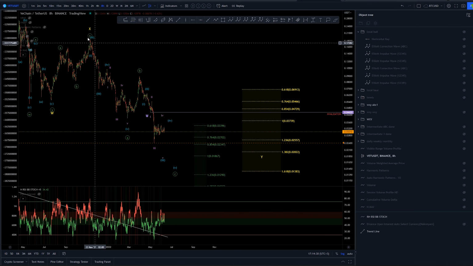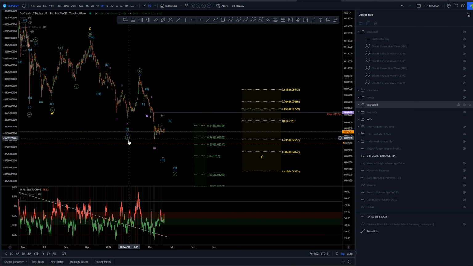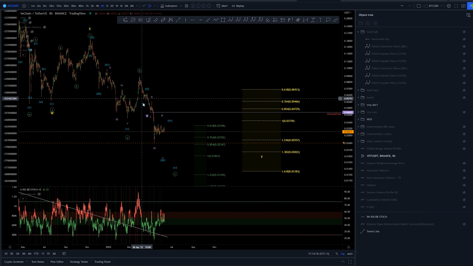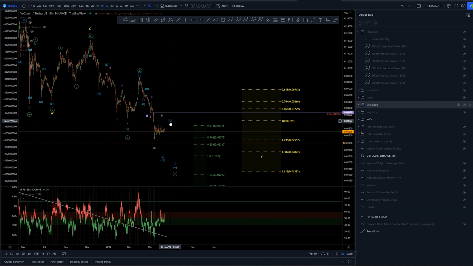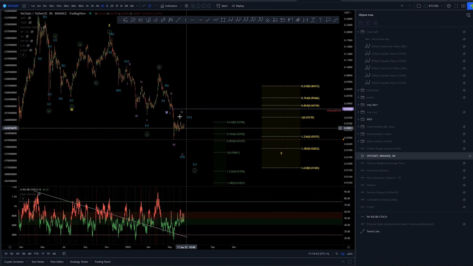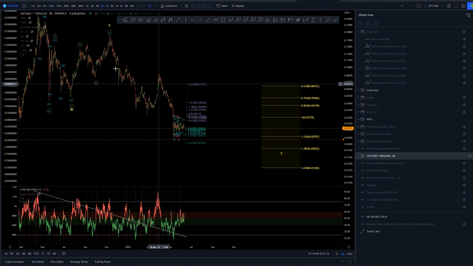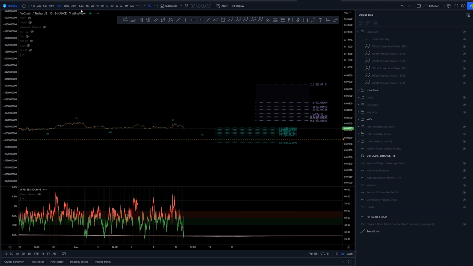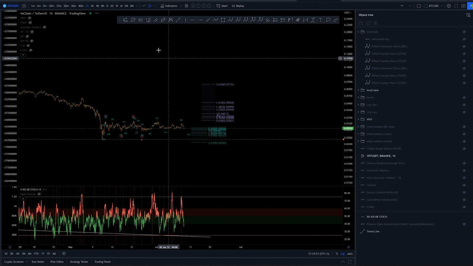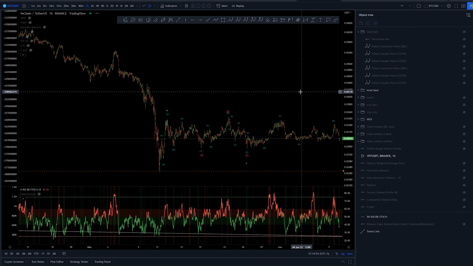The other option is that we have a 1, 2, 3, 4, 5 into A, a 3-wave structure into B, and then 5 waves down here. I've labeled this as a 1, 2, 1, 2, 3, 4, 5 into third, fourth, fifth into C. So we would be looking at at least 2 more lows according to this count. Now let's take a look at the local structures here. Let's take a look at 1 hour.